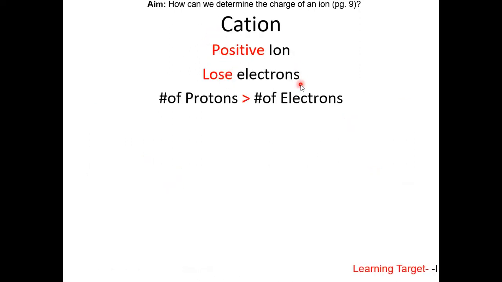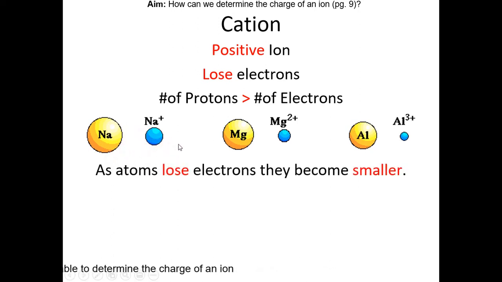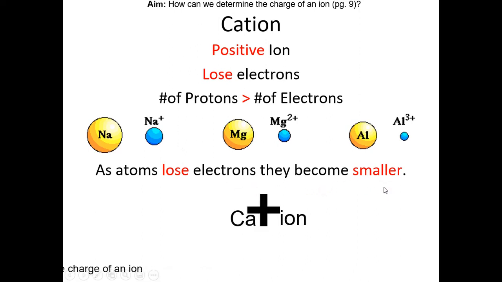So the second type of ion is the cation, which is the positive ion. When atoms lose electrons, they become positive, right? They become a cation. So the number of protons is greater than the number of electrons. Now let's do the same thing and compare the pictures of the atom and its corresponding cation. As atoms lose electrons, they become smaller. So this is how I used to remember cation as a positive ion. The cation has a t in the word, which looks like a plus sign.